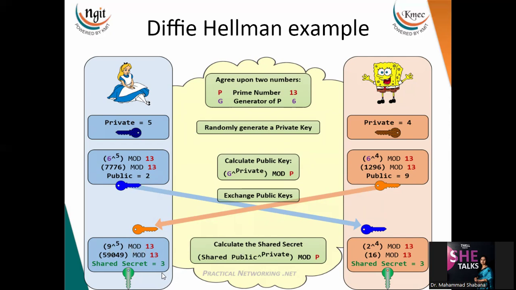The shared secret key we are getting is 3, and Bob computes 2 power 4 mod 13. 2 power 4 is 16. 16 mod 13 is equal to 3. So both arrive at the same shared secret. The same shared secret key value is 3. The shared secret 3 is now known to both Alice and Bob, but remains unknown to any eavesdroppers, ensuring a secure key exchange.